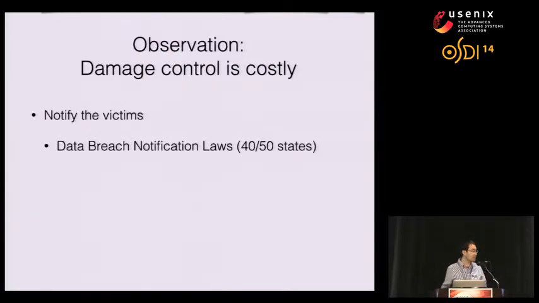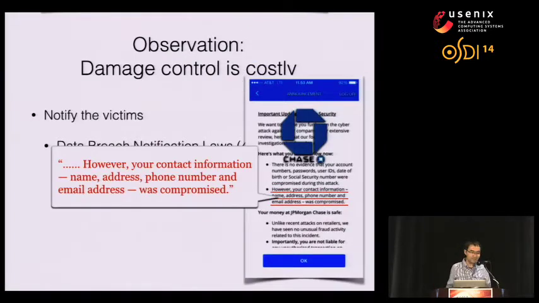First, institutions are often required by law to notify the victims of data breach in a timely manner. Yeah, this is the message I got from Trace yesterday that told me that all my contact information in Trace has been compromised. So yeah, if you have a smartphone, you can also download the Trace app, log into your account, and enjoy the same message.